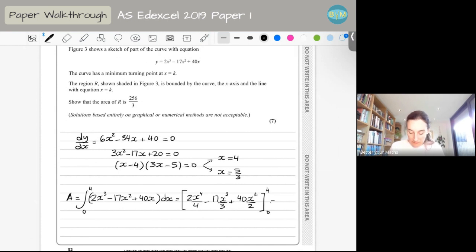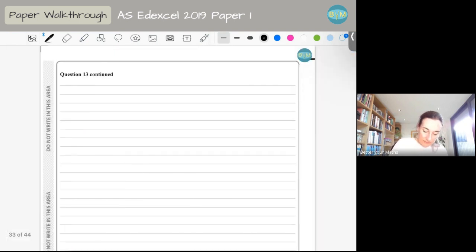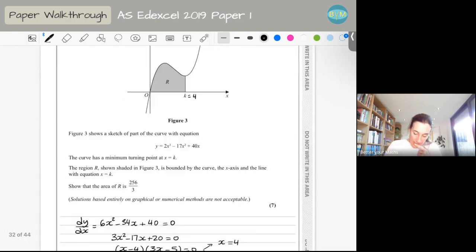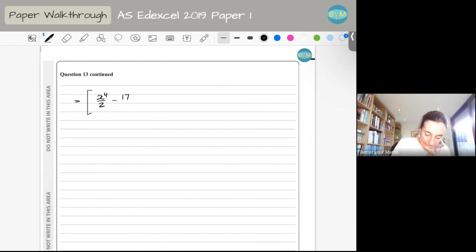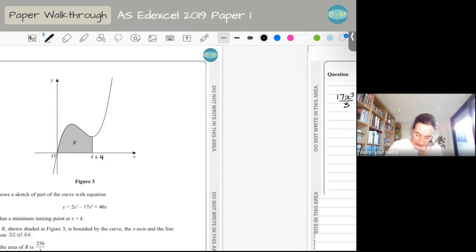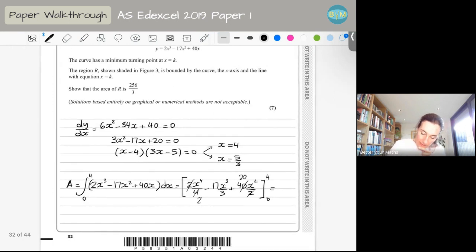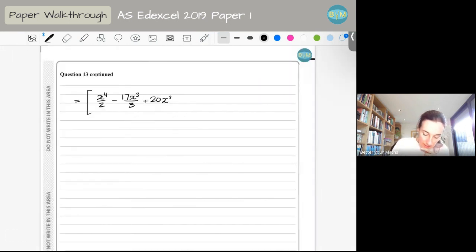I'm going to simplify the coefficients a bit, yeah? So this one is going to be 2, and this one is going to be 20, and I'm going to write on the next page. So x to the power of 4 divided by 2, and then minus 17x cubed divided by 3, plus 20x squared. 20x squared between 0 and 4.